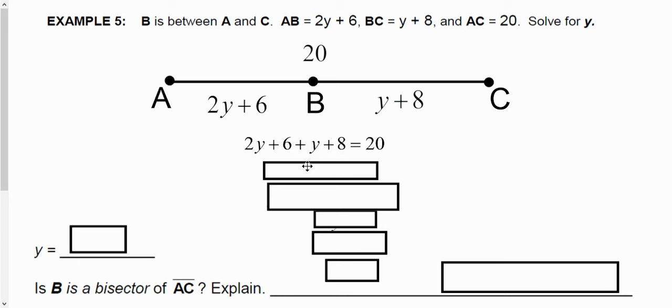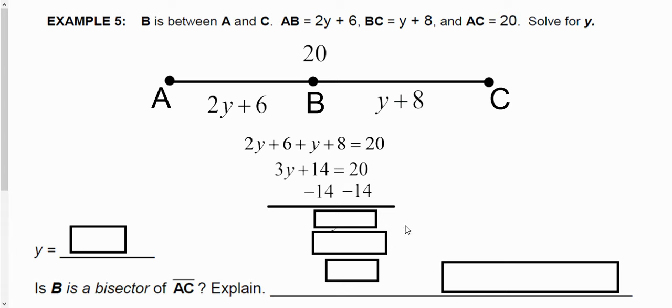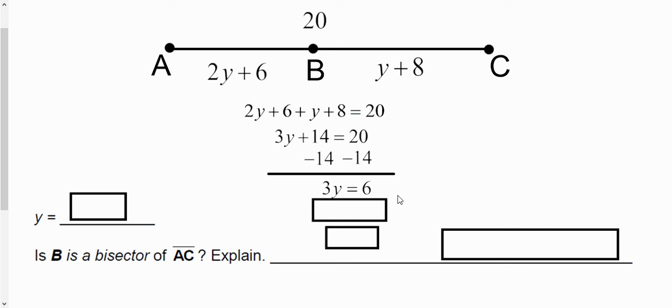We'll combine the y's and get 3y's. The 6 and the 8 make 14. So we'll get rid of this plus 14 with minus 14, to get that y term by itself. We've got 3y equals 6. Now we'll divide by 3 and get our y equals 2.